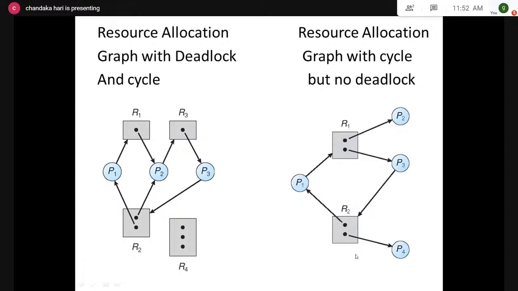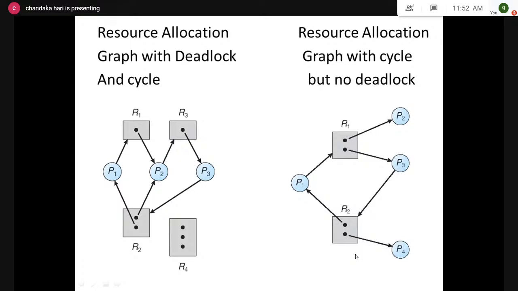Process P1 is holding R2, requesting resource R1. Process P2 holding R1, R2 and waiting for R3. Process P3 holding R3 and waiting for R2. Now you see that process P1 is in waiting state. Why? Because it is holding R2 waiting for R1.